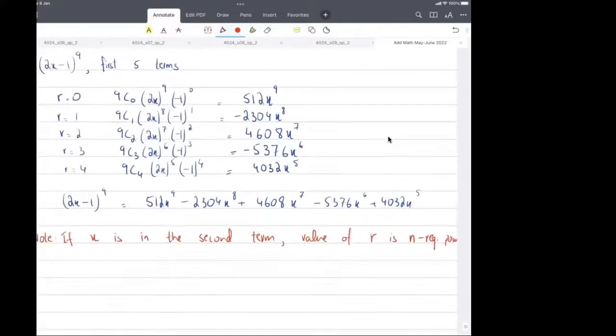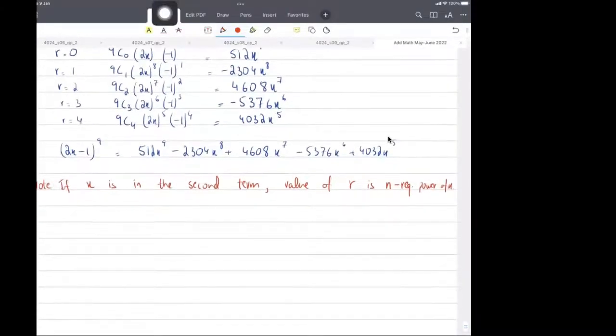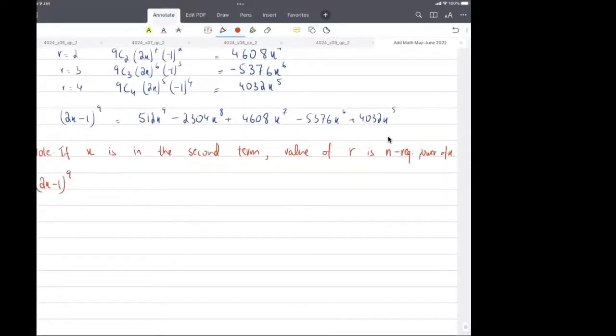अच्छा, अब एक काम करते हैं. Let's say it's the same expansion, 2x minus 1, the whole thing to the power 9. And let's say मुझे चाहिए the coefficient of x cube. Let's say I want the coefficient of x cube. तो अब suggest करें कि r क्या रखा जाए?